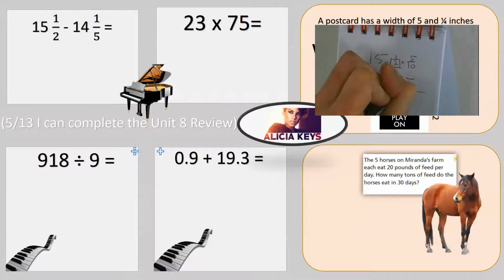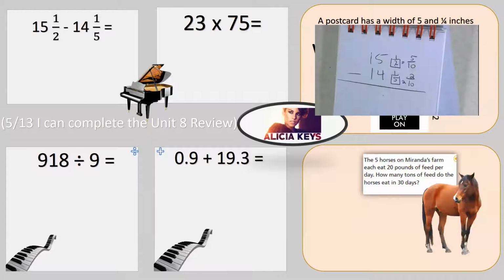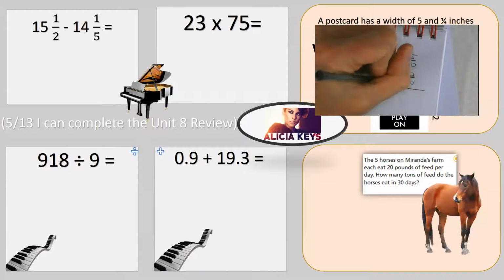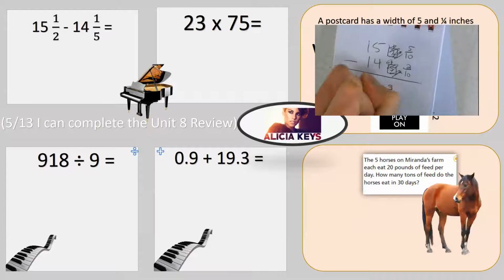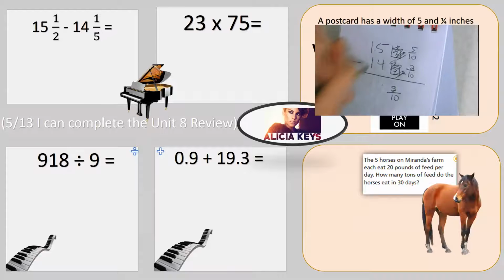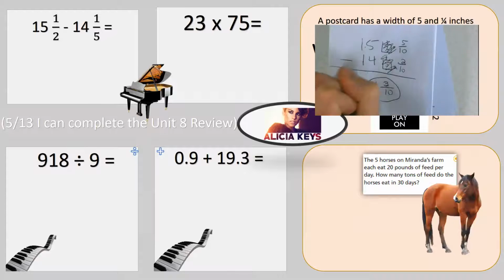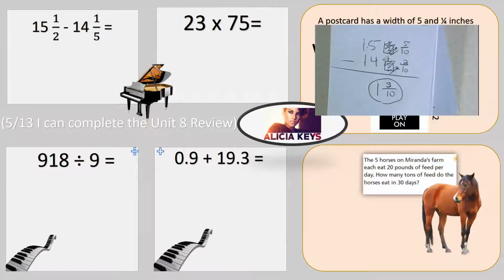How many 5's make 10? 2. 1 times 2 is 2. That's how I figure out how many tenths is equal to 1/5. I'm done with 1/5. I'm done with 1/2. If I have 5, I lose 2. That's 3. And then 15 minus 14 is 1. So that answer was 1 3/10.